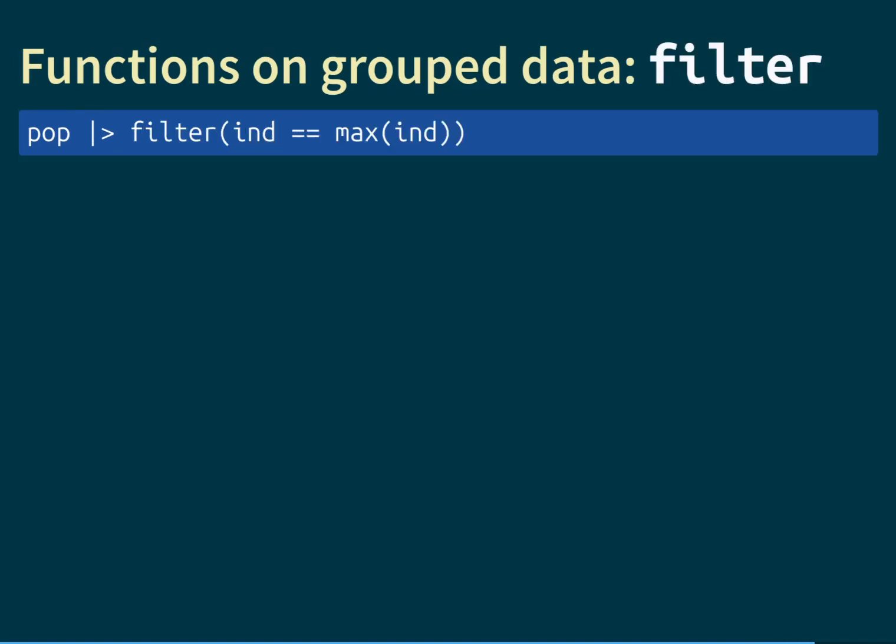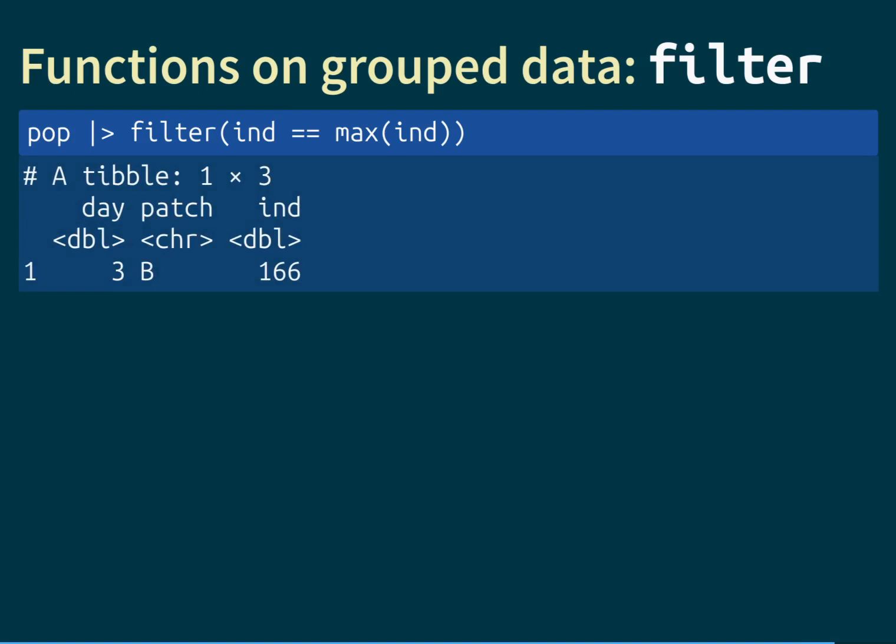The first example is filter. If we use it without grouping the data, then it does the usual thing. For example, if we want to filter for the number of individuals that is maximal, then the way we do that is we specify a logical condition where we say ind, that is the entries in the column ind, should be equal to the maximum in that column. Because we're doing a logical comparison here, we're using the double equals symbol because that will return either true or false. And if we do that, we get back what we expect, the single row in the table that has the maximum number of individuals, which is 166 incidentally, and it is on day 3 and in patch B.